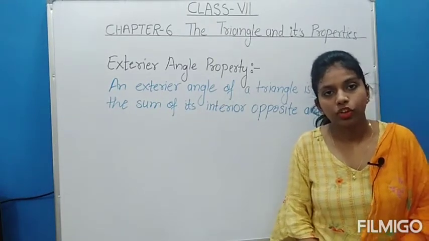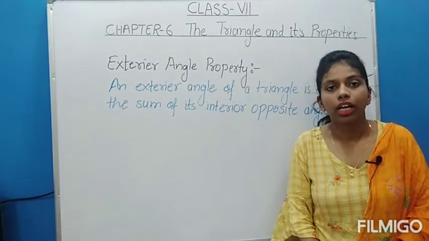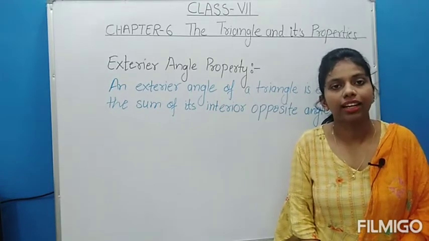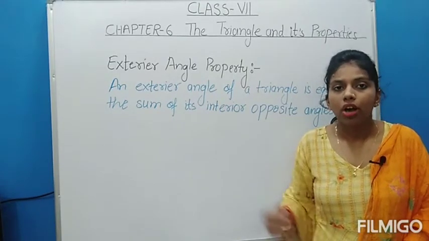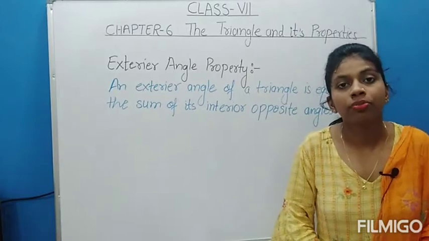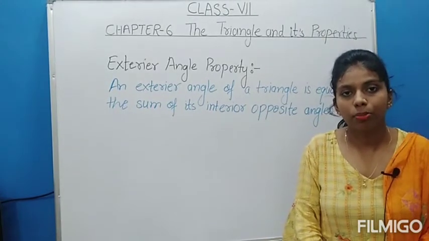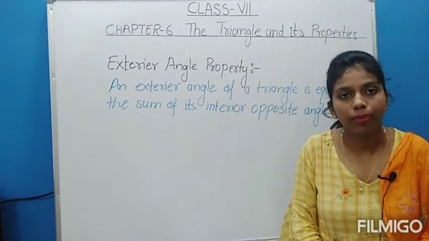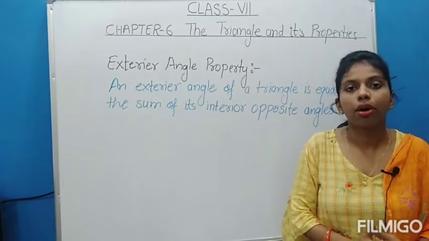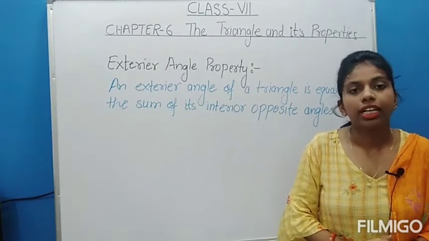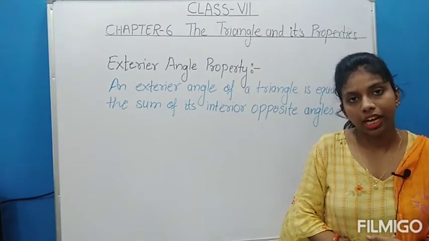So in this video I'm going to discuss chapter 6 of class 7, that is triangle and its property. Now I'm going to explain some interesting properties of a triangle. The first property is the exterior angle property. Before discussing the exterior angle property, let me explain what an exterior angle is.